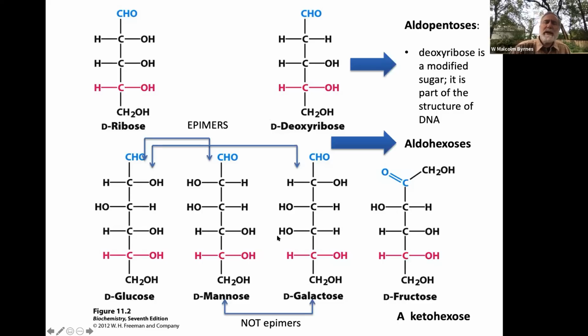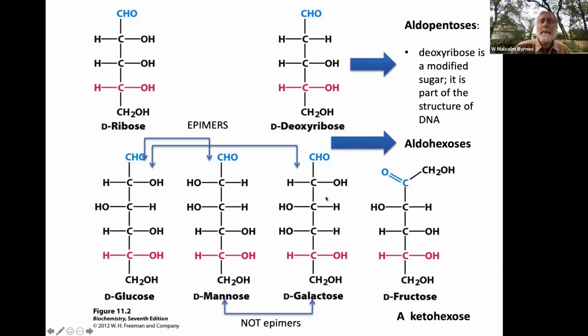Now, reiterating what epimers are, glucose and mannose are epimers of each other, and glucose and galactose are epimers of each other, but mannose and galactose are not epimers of each other. They're diastereomers, but not the specific kind of diastereomer called an epimer. Now, we already looked at glucose and mannose, didn't we? But let's look at glucose and galactose.